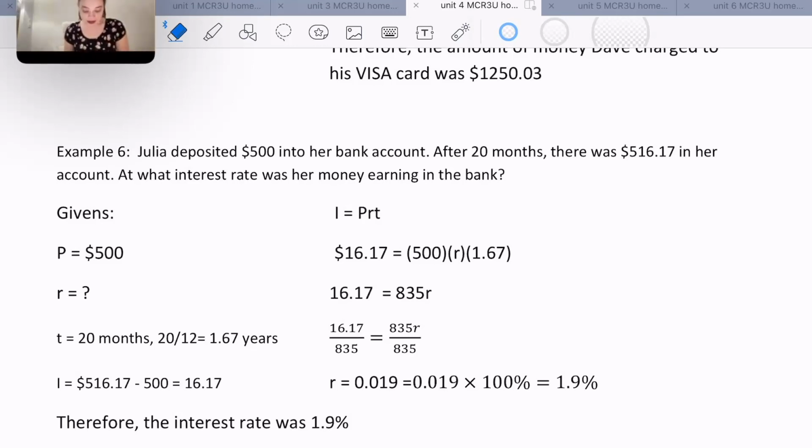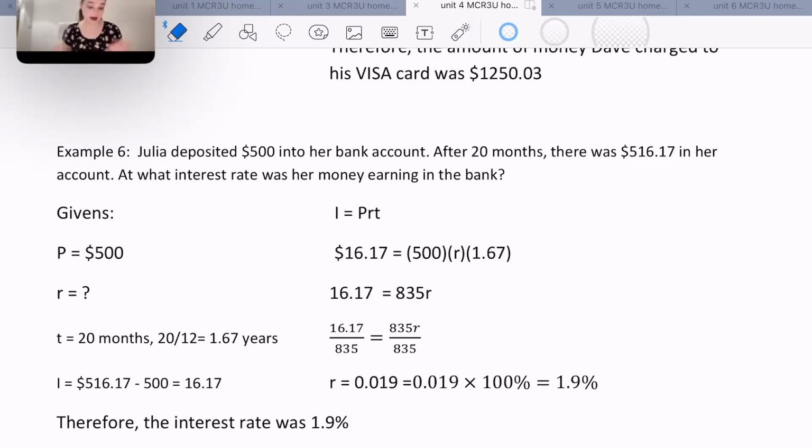So then what we do here is we use the same equation, but this time we're trying to find R. We want to find the interest rate, and we figure out that it's 0.019, which translates to 1.9%. So that was her interest rate, which is pretty typical for a lot of interest rates at the bank, even though that's not a very high interest rate, right? It's pretty low. That's fairly common for the bank. They're not going to give you as high an interest rate as they're going to charge for a credit card or something. Okay, so that is simple interest.